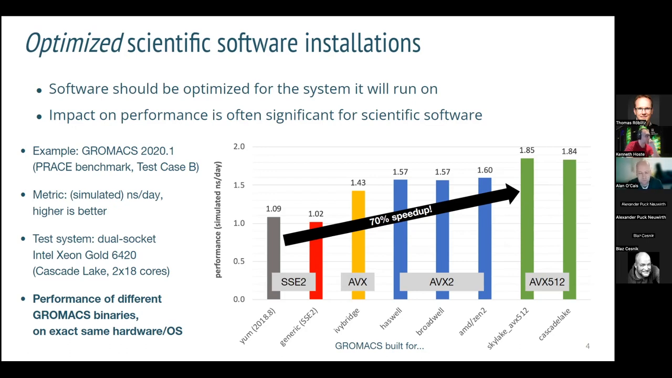So what does that mean? That means compiling for the hardware that's available to you, and you can get an increase in performance by up to 70%. But that comes at the cost of having to do that compilation, right? So having to compile for the architecture you actually have access to.